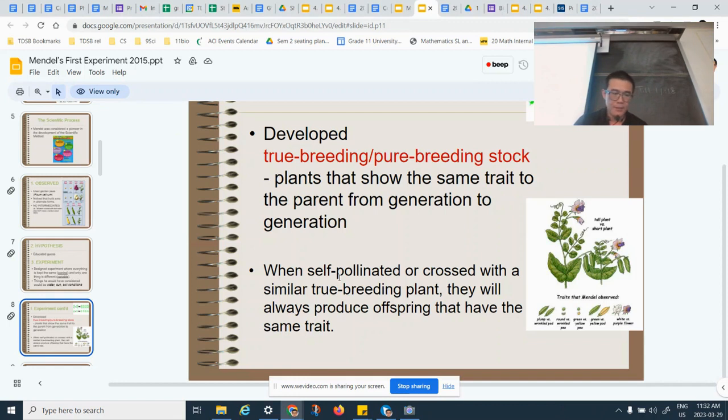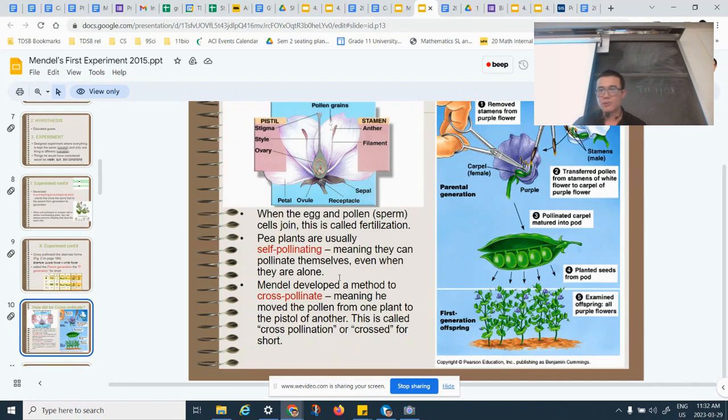So here the slide talks about how he self-pollinated and cross-pollinated the plants. You do need to know the two definitions. What does self-pollinate and cross-pollinate mean? Make sure you do know those terms.